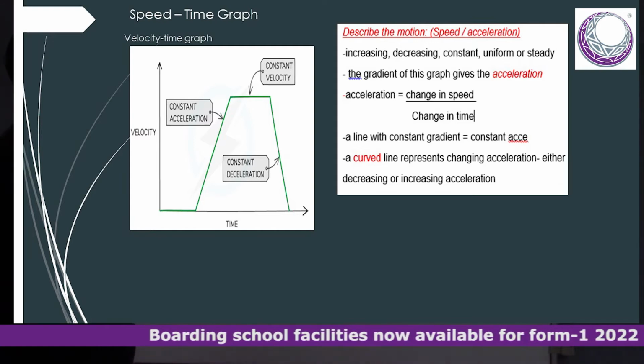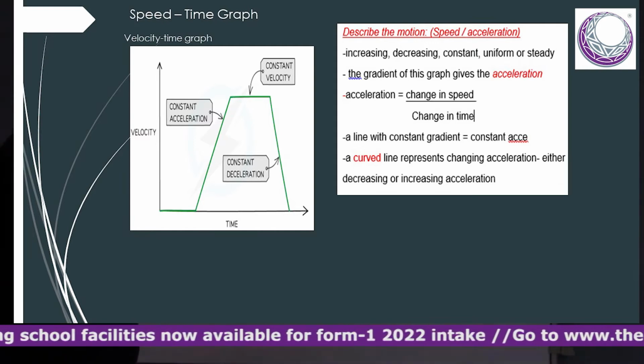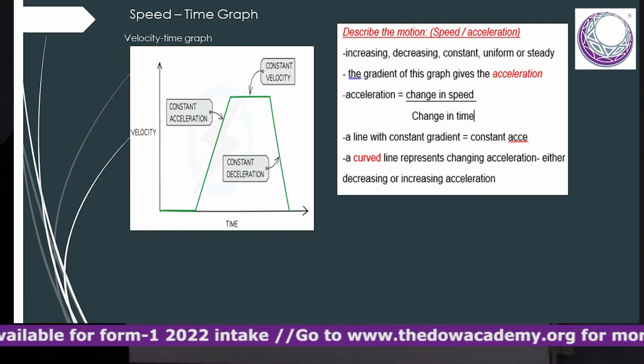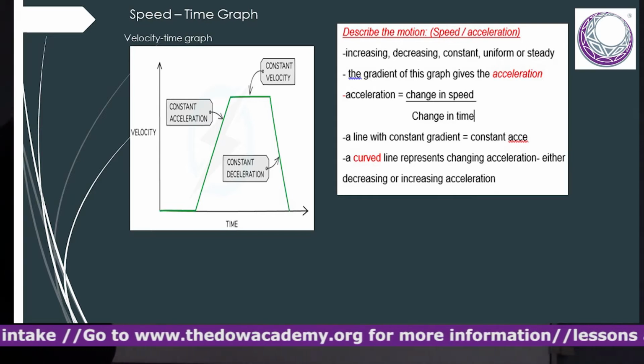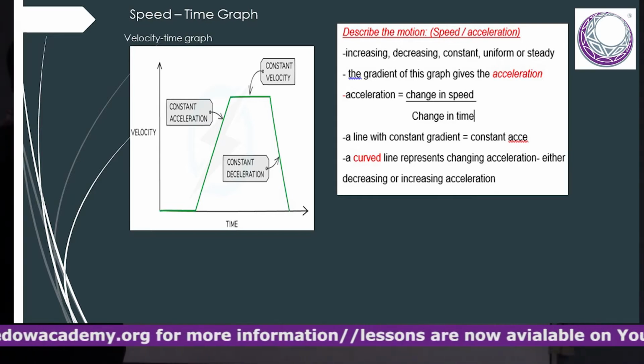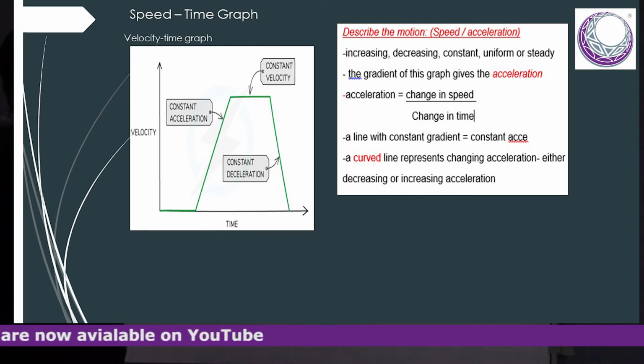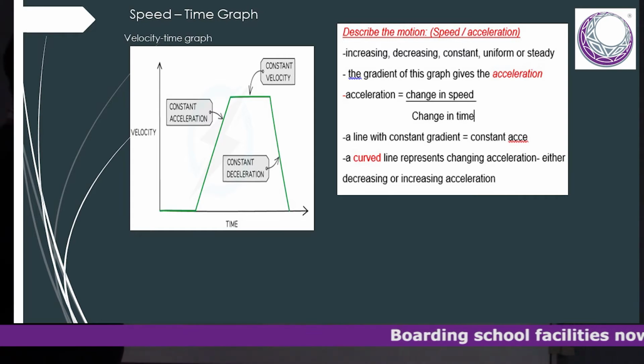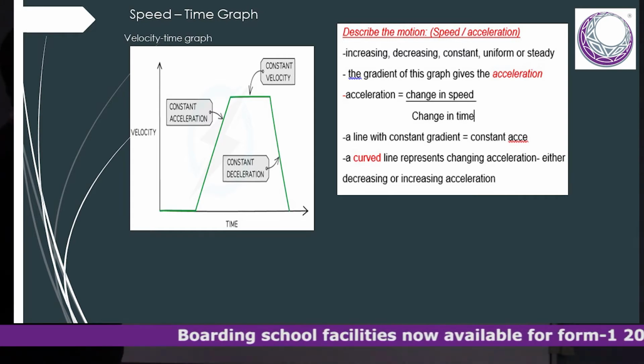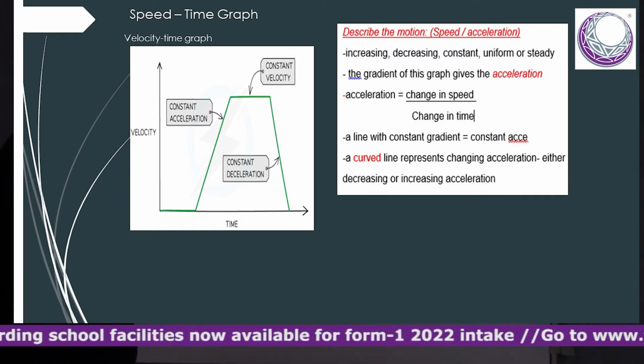Then, if a line has a constant gradient, it means its acceleration is constant, like what we have described in this part. This is constant acceleration, constant gradient. If we calculate the gradient at each and every stage here, you are going to see that it is constant. It is not changing. So we describe this as constant gradient, constant acceleration.